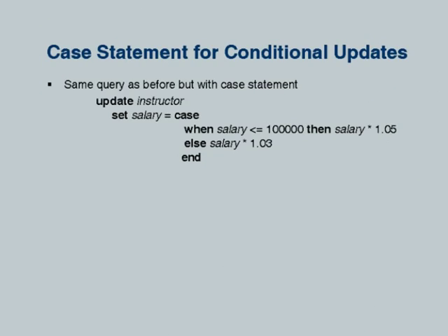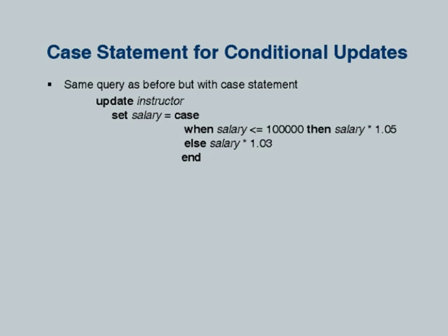The case statement executes one of the statements in the case. It does not return a value per se, although it could be used to return a value. Here, the case statement returns a value and returns one of these values depending on which of these conditions. So, if this is satisfied, it returns this, else that.